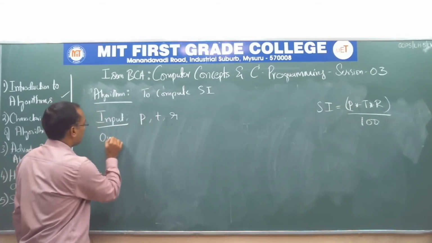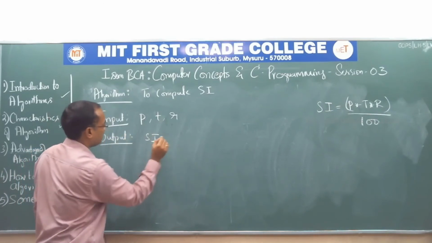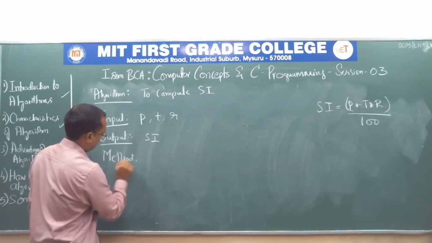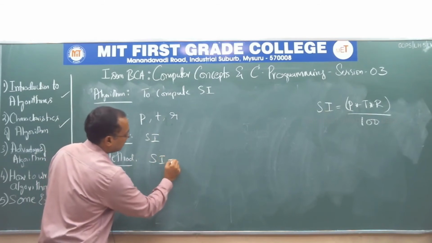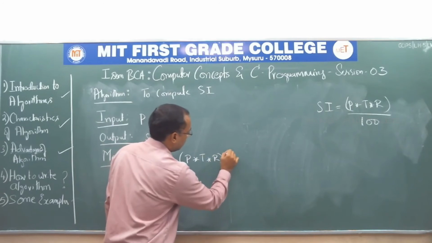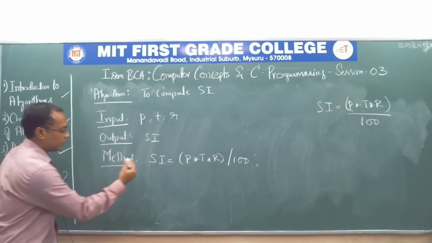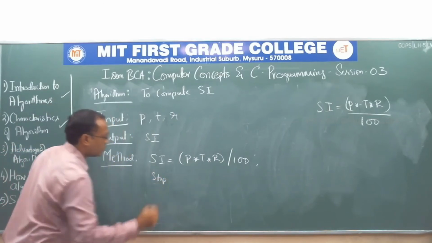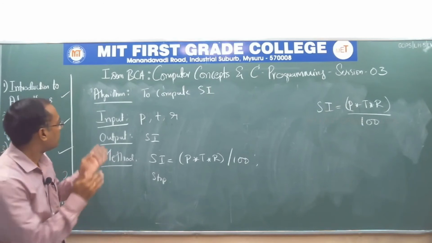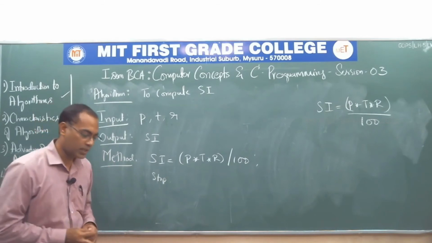Next, what is the output? It generates SI, that is simple interest. What is the method? SI is equal to, write down the formula, that's it. P into T into R whole divided by 100. If you want, you can write stop, your wish. So this is a simple algorithm to compute simple interest. Okay? If you have understood this, we'll go to the next.